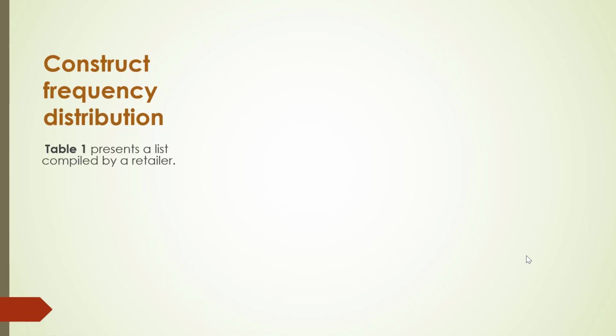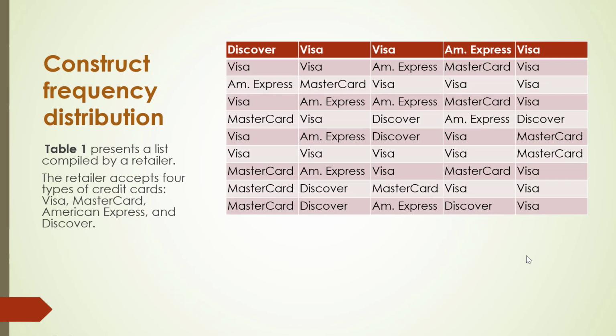So first, frequency distribution. Here's an example. Table 1 presents a list compiled by a retailer. The retailer accepts 4 types of credit cards: Visa, MasterCard, American Express, and Discover. So when you look at this data set, it's really hard to know what type of card is the best seller, what type of card is the least commonly used. So we are going to use frequency as a tool to compare between these four categories.